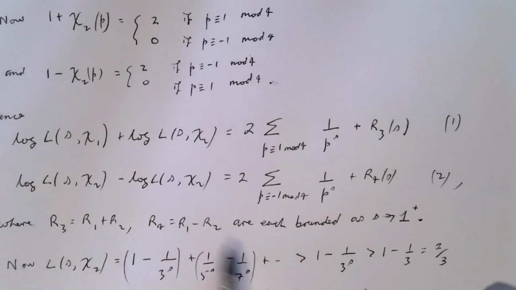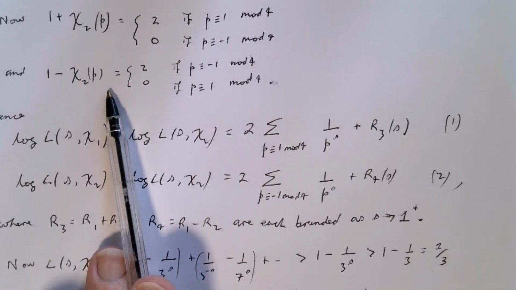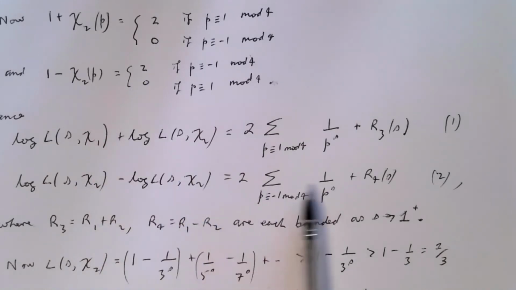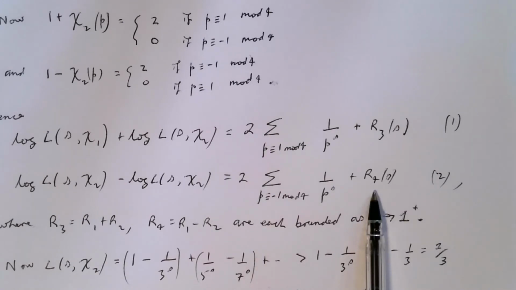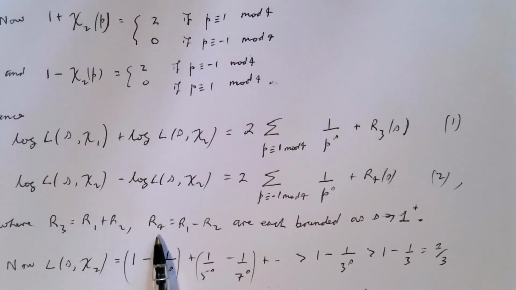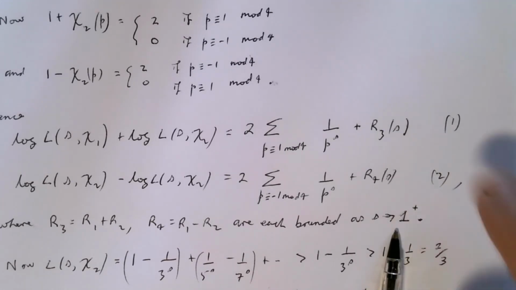And similarly, if I take the difference of the two, then by what we have here, this is going to give me twice the sum of 1 over p to the s for the minus 1 mod 4 primes, plus another remainder, another tail, and that's just the difference of these two, and both of these are bounded as s goes to 1 from above. So let me just label these 1 and 2.